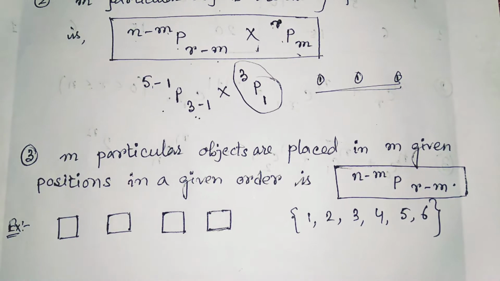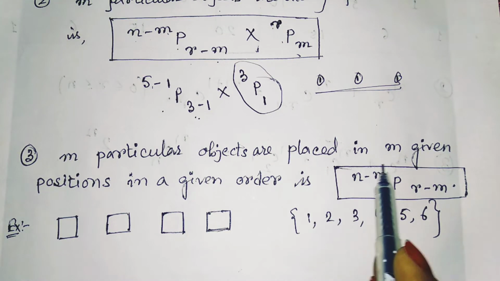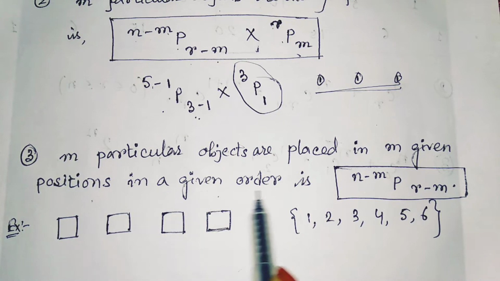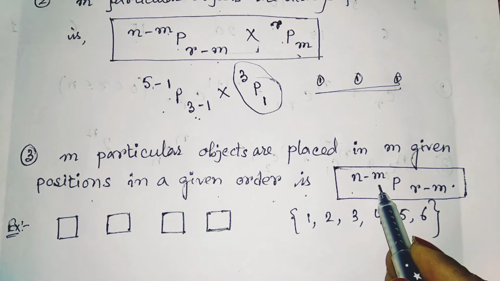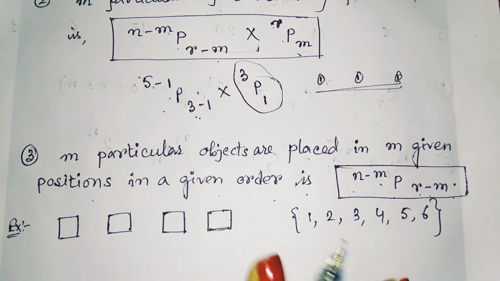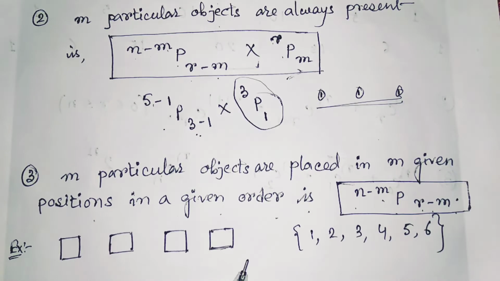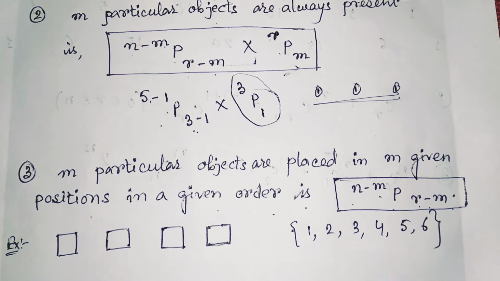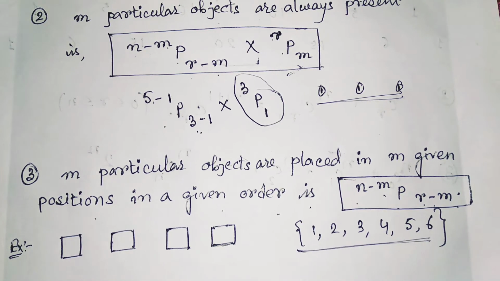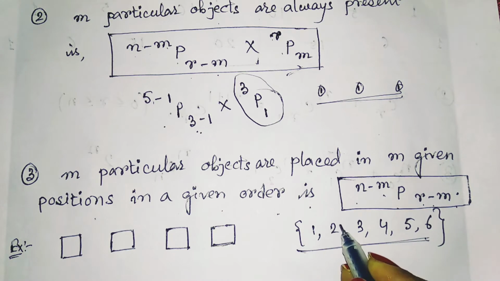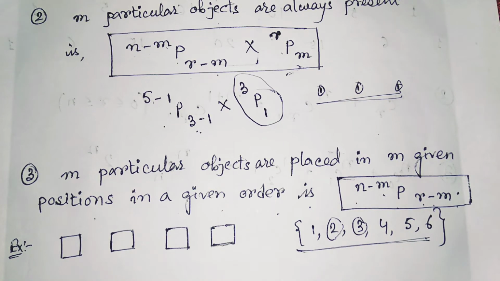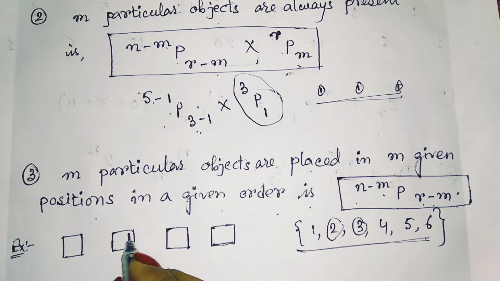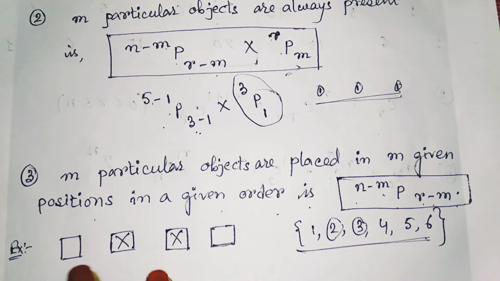Now the next situation is when m particular objects are placed in m given positions in a given order. The formula is (n minus m)P(r minus m). Here the rPm term is absent. What does it mean? Here it is given that the places are fixed for the chosen particular elements. So m particular objects are placed in m given positions. For example, suppose this is the set where a total of 6 numbers are there. Among these 6 numbers, suppose 2 and 3 are fixed, and they are fixed in their positions also.